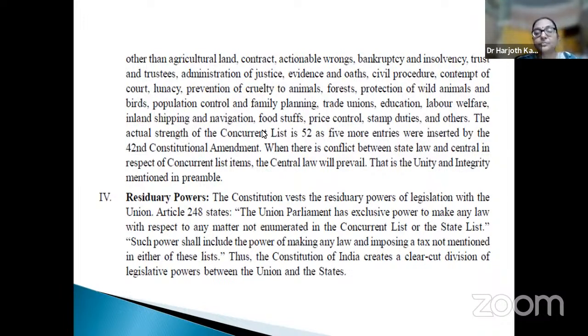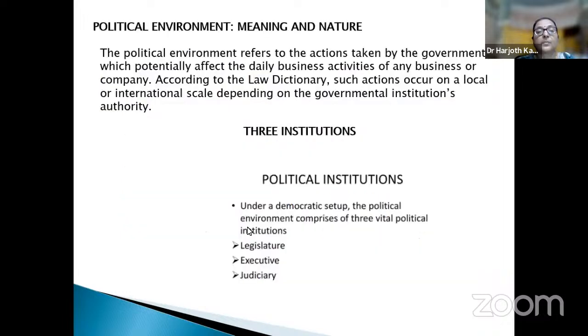Now we'll move to political environment. Political environment refers to the actions taken by the government which potentially affect the daily business activities of any business or company.